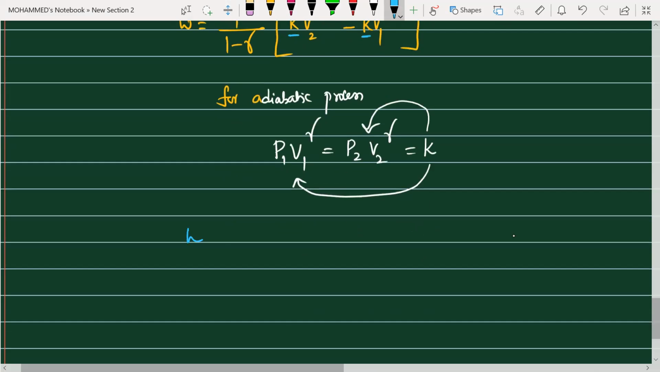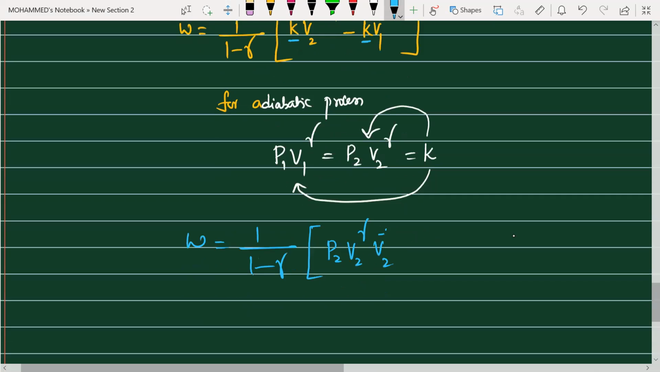So W is equal to 1 by 1 minus gamma into K, which will be equal to P2 V2 to the power of gamma. This one is V2 to the power of, how much is it? V2 to the power of minus gamma plus 1. This is minus, and here it is P1 V1.